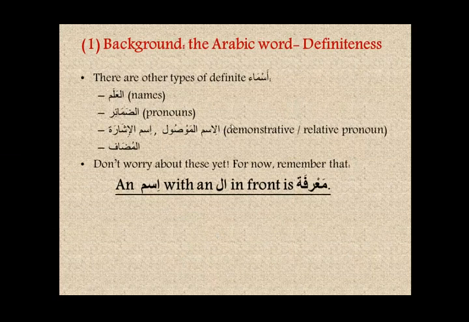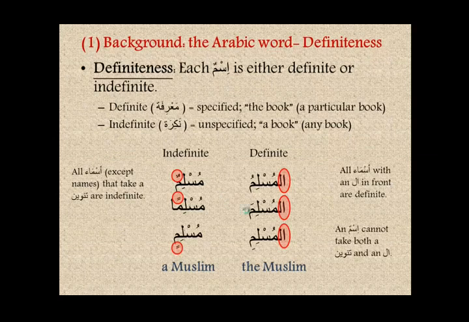Now, there are other categories of asma that are considered definite or ma'rifah. These include alam, which are proper names, al-dhama'ir, which are pronouns, ism al-ishara, wal-ism al-mawsul, the demonstrative and the relative pronoun, and the mudaf, which I'm not too sure how to translate. Anyway, don't worry about these for now, okay? We are going to talk about each of these in more detail later on. For now, just remember that an ism with an alif lam in front is ma'rifah.